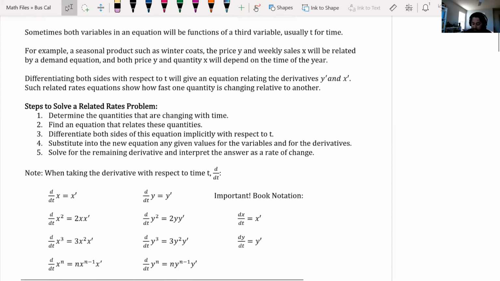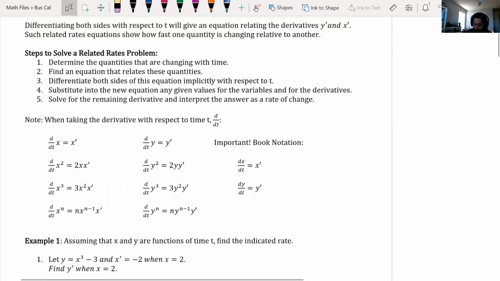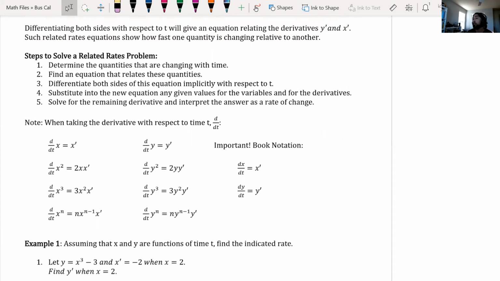Okay. Steps to solving a related rates problem. Determine the quantities that are changing with time. Find an equation that relates these quantities. Differentiate both sides of this equation implicitly with respect to time. Substitute into the new equation any given values for variables and derivatives, and solve for the remaining derivative and interpret as a rate of change. So with related rates problems, to make all those steps simple, do not plug anything in yet until we take the derivative.